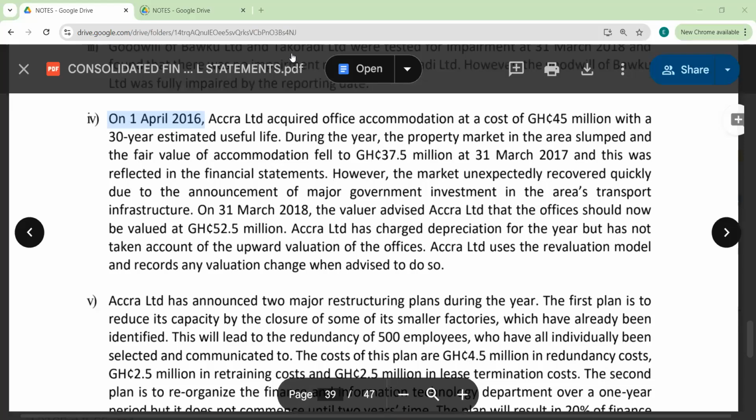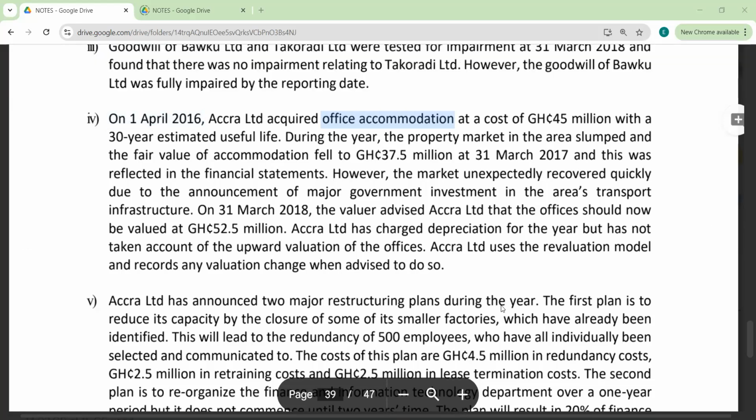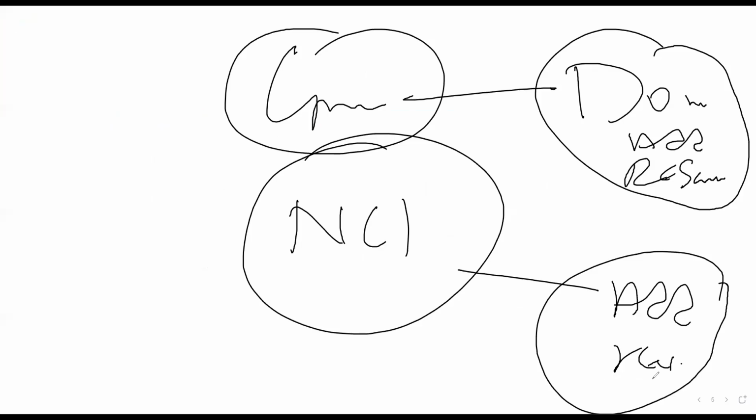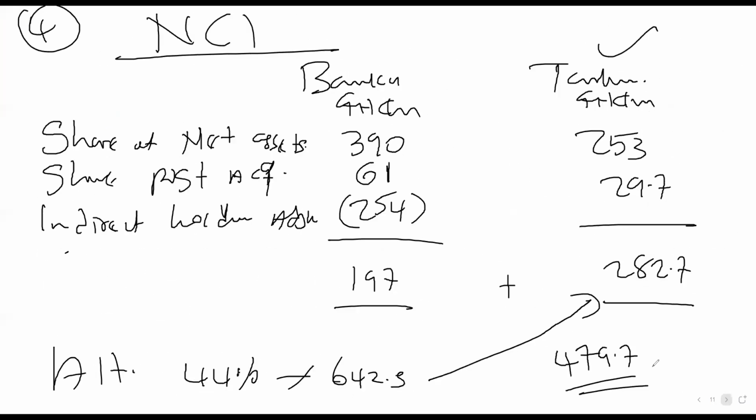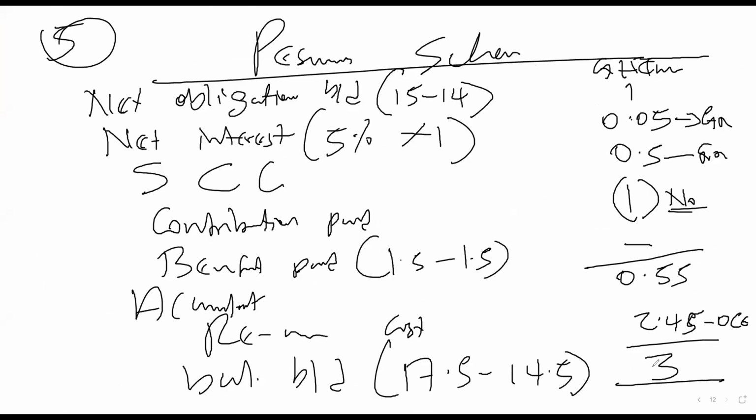Find some heading here. Office accommodation. Call it office accommodation. This is how you must answer your exam questions. I'm not done reading the note, but I've seen something I can do. Let me go and do it before I forget. Name it office accommodation. The heading should come.